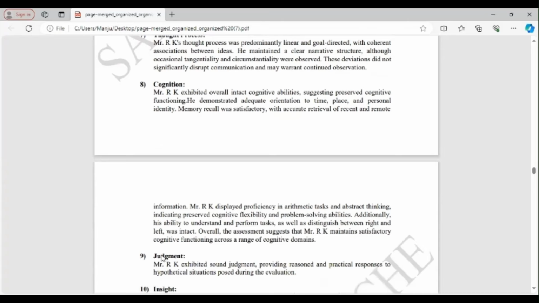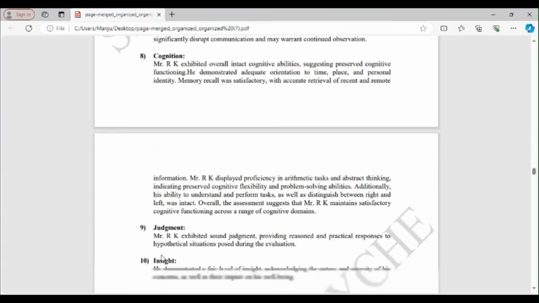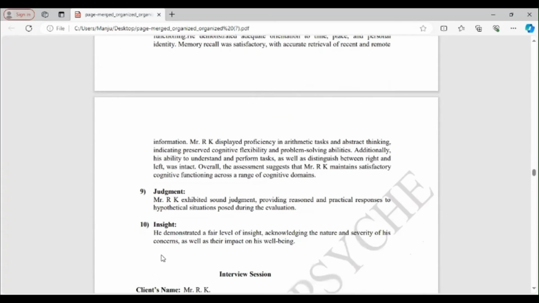Judgment. He exhibited sound judgment, providing reasoned and practical responses to hypothetical situations posed during the evaluation. Insight. He demonstrated a fair level of insight, acknowledging the nature and severity of his concerns as well as the impact on his well-being.